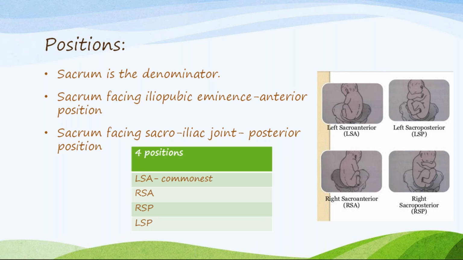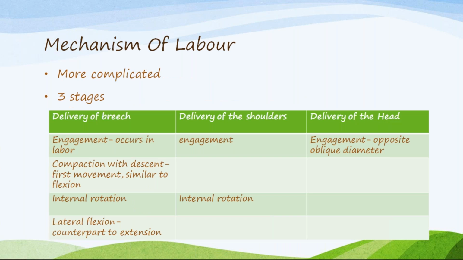Why do you need to know all these things? Because the complications of the delivery depend upon this relation. Whether you can easily deliver the baby or whether it is a difficult delivery, you can predict the problem during delivery. So the mechanism of labor is like other cephalic presentations.